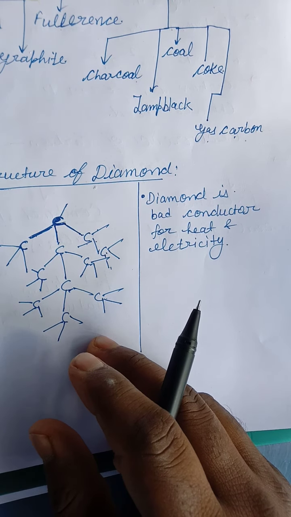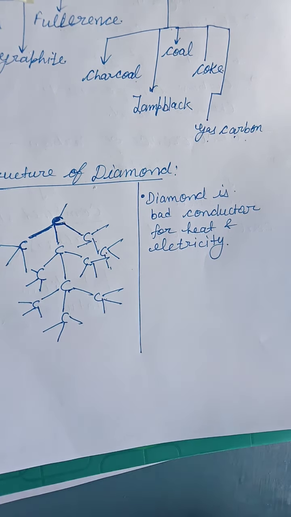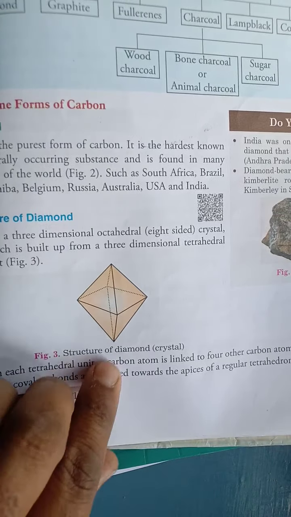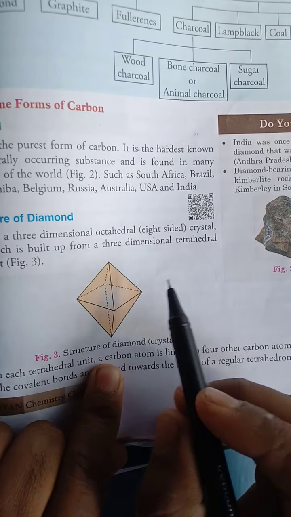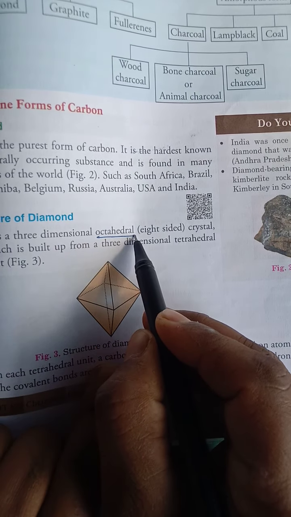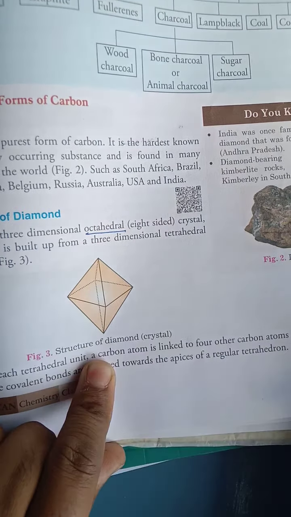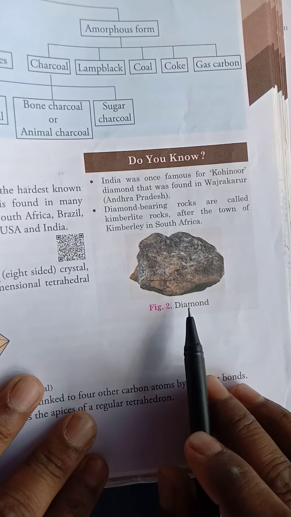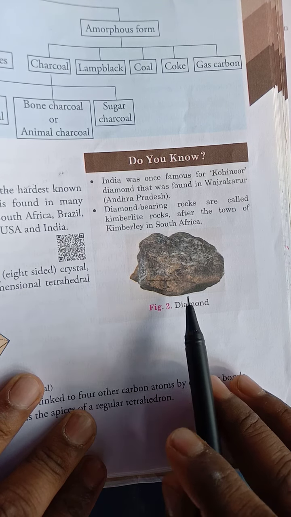And please see the structure, octahedral structure of the diamond. I am going to show you. Please see. This is the octahedral structure of the diamond. Understood, my dear? And this is the diamond which we are getting from the earth crust.